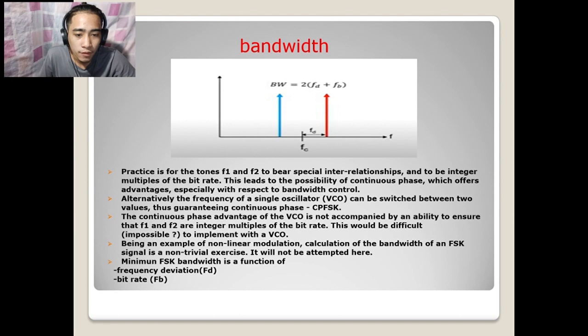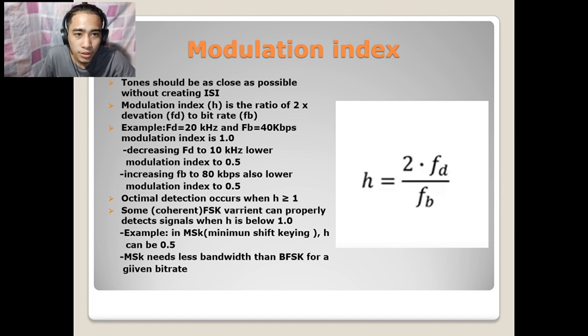Being an example of nonlinear modulation, calculation of the bandwidth of an FSK signal is a non-trivial exercise. It will not be attempted here. Minimum FSK bandwidth is a function of frequency deviation, FD, and bitrate, FB. Modulation index. Tones should be as close as possible without creating ISI.